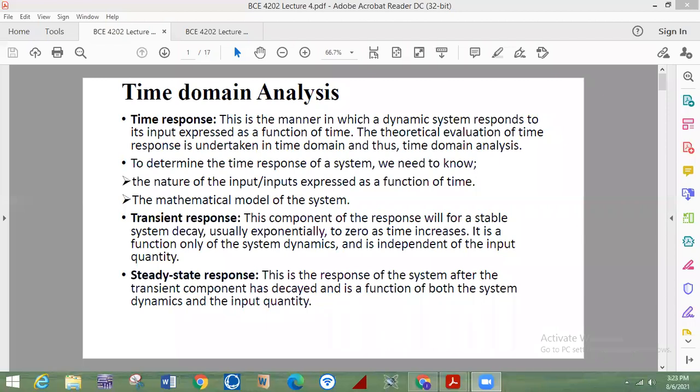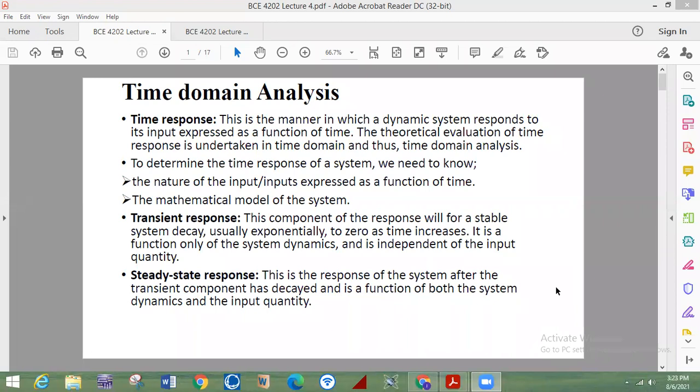Okay, I hope we all have our screens displaying time domain analysis. So today we are going to look at time domain analysis.